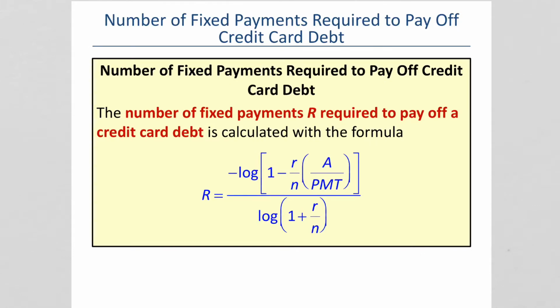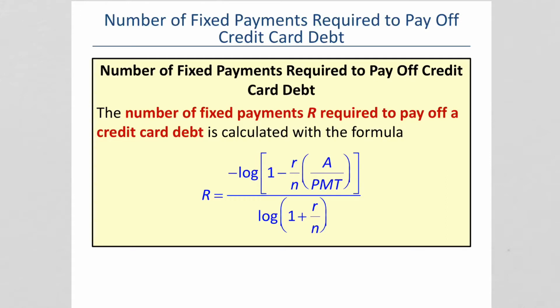The number of fixed payments required to pay off a credit card debt is calculated with this formula. And you can see there are logs in this formula. We might talk about what logs are and a little more about logarithmic functions at some point in this semester, or we might have already. But right here, all we are doing is putting them in the calculator, okay? You can use the log of whatever number and put it in your calculator very easily.